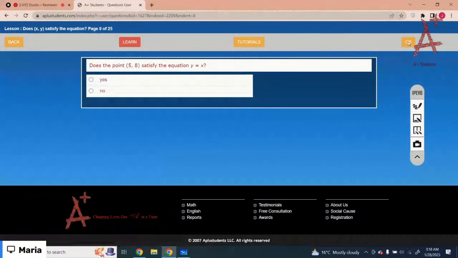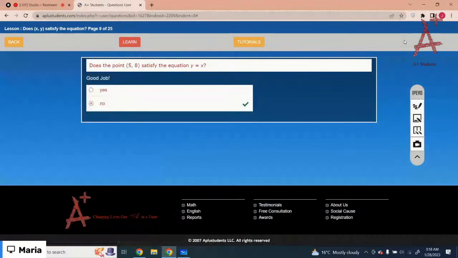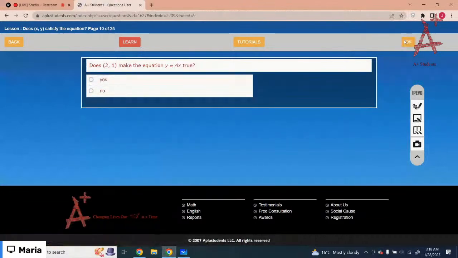Okay, the next one is: does the point (5, 8) satisfy the equation? Is it true or false? The correct option is no. Got it? They are not equal. Okay, does (2, 1) make the equation true? Yes or no? The correct option is no. Got it?